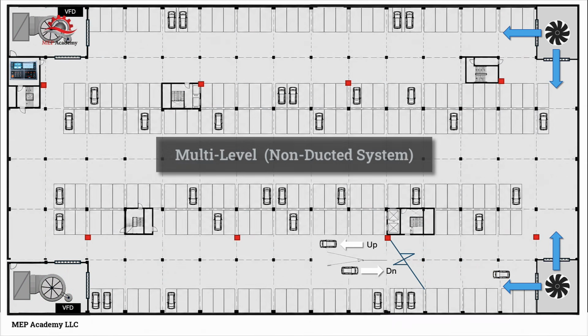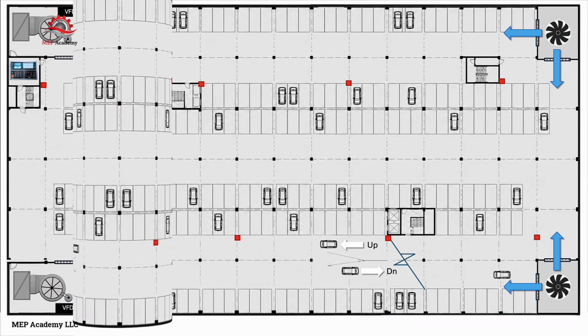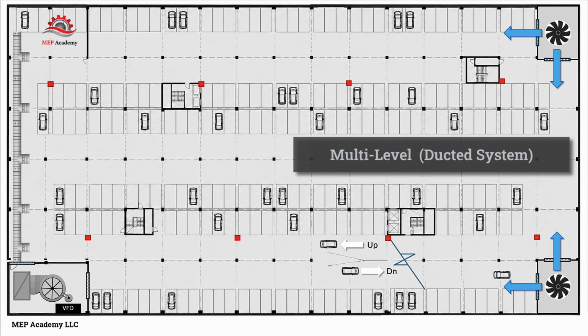Multi-level parking, non-ducted system. For multi-level garages, makeup air fans at ground level may supply a vertical shaft serving each parking level. Motorized dampers and louvers regulate airflow into each floor. If the shaft is fire-rated, fire and smoke dampers may also be required. This video focuses on normal ventilation. Many jurisdictions also require dedicated smoke control systems for fire events, along with smoke purge operation after the fire has been extinguished.